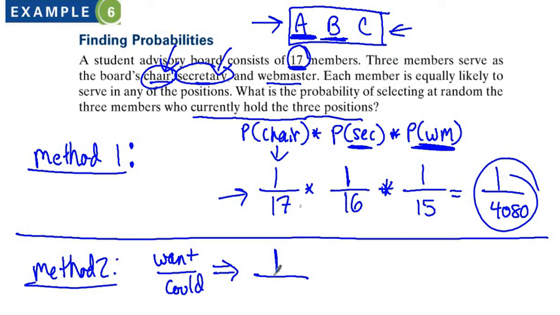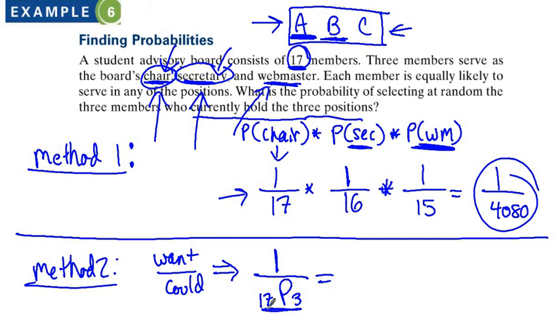What could happen? Well, we have 17 people, and we are picking 3 of them. That's what could happen. Why are we picking instead of choosing? Based on how they phrase this problem, we know that whoever gets picked first is going to be the chair, whoever gets picked second is secretary, and third is webmaster. So the order matters. If I pick in a different order, that means somebody's not going to be the chair. They're going to be secretary instead, let's say.